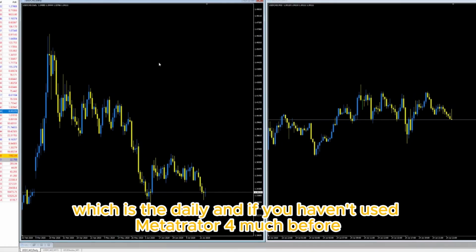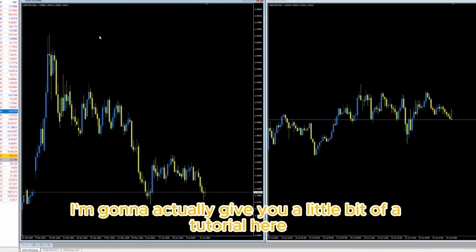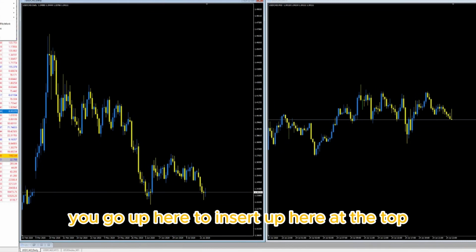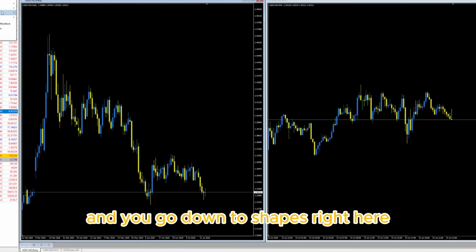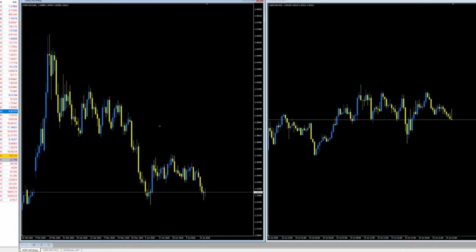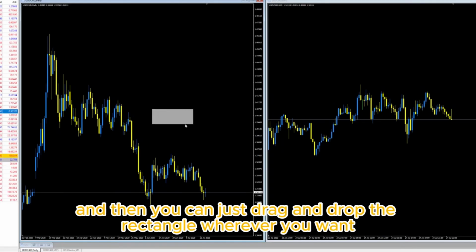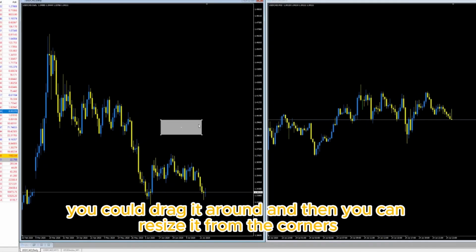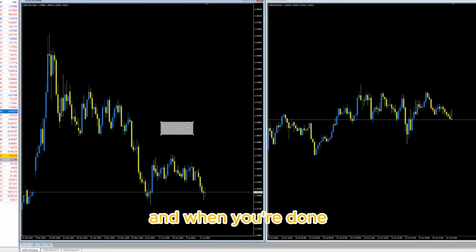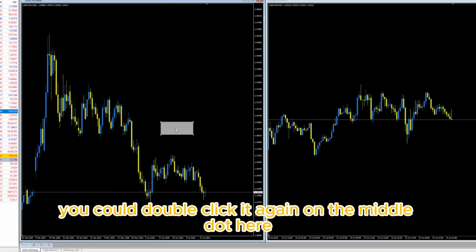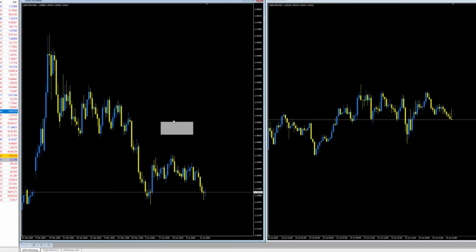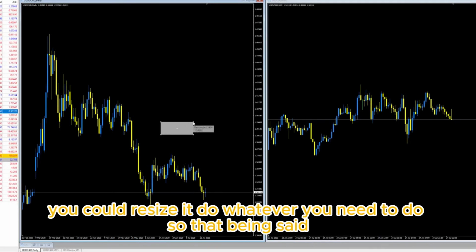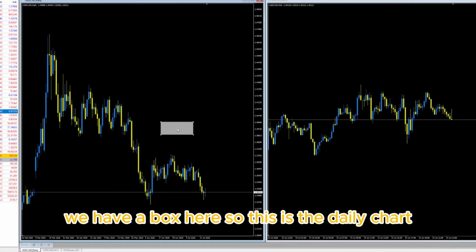And if you haven't used MetaTrader 4 much before, I'm going to give you a little bit of a tutorial here. I'm going to show you how to get a box, if you've never done it before. You go up here to Insert at the top, and you go down to Shapes right here, and you just grab a rectangle, and then you can drag and drop the rectangle wherever you want on the chart. You can double click on it, click the little middle dot right here, and drag it around, and then you can resize it from the corners. When you're done, you can double click it again on the middle dot, and that'll pretty much cement it in place. Then just double click it again and you can resize it, do whatever you need to do. So that being said, we have a box here.